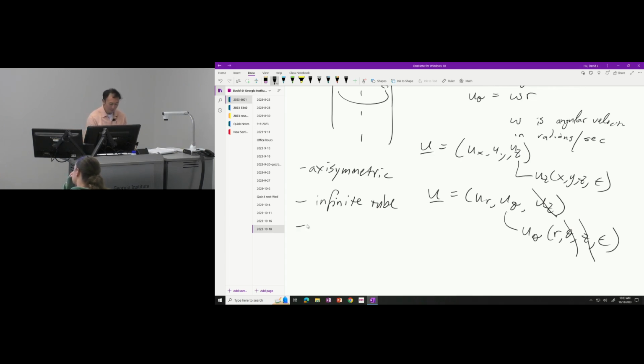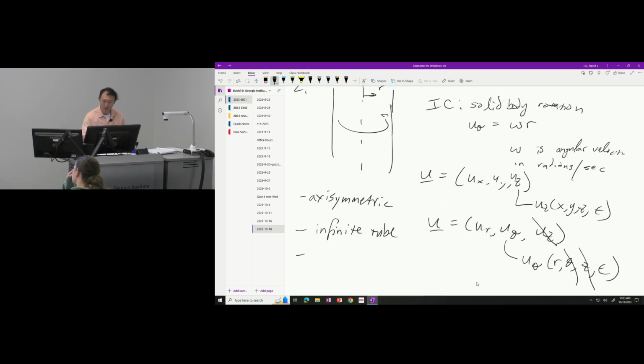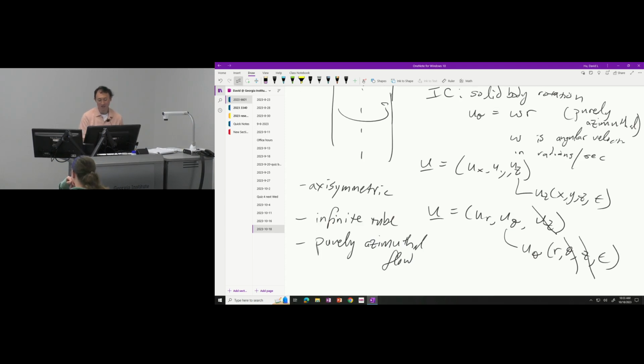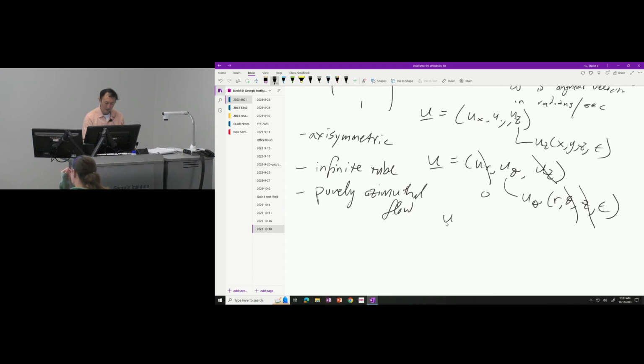And the other thing is, in the beginning, the flow is purely azimuthal flow. Azimuth means theta direction. I would say those are your three conditions. Azimuthal flow means there was nothing in the r direction in the first place. We don't expect it to appear later. So we're going to cancel this one out. So you should get something like this: U theta is a function of r and t in the theta hat direction. All right, so that's what you should really start with.